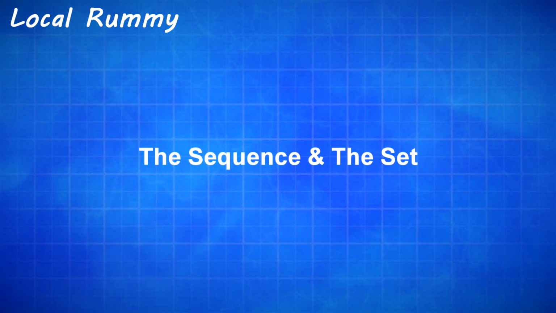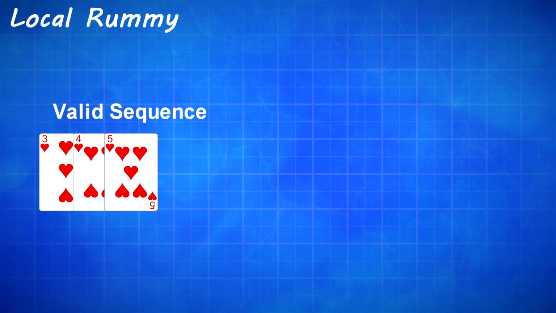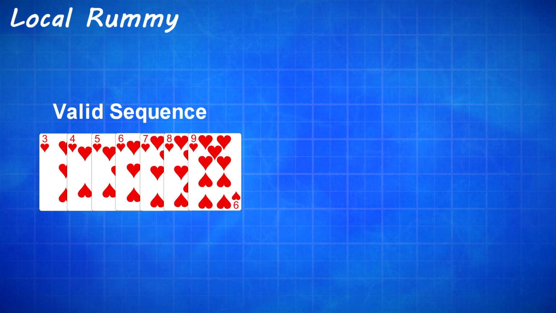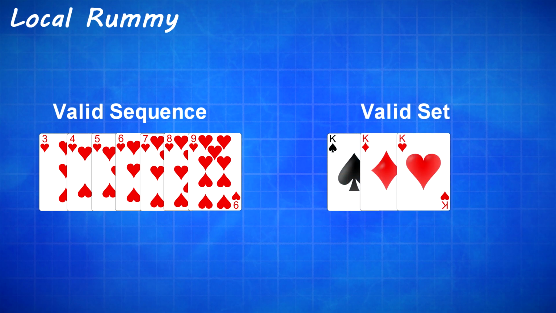Now we have 2 things called the sequence and the set. You are considered to have a valid sequence when you have at least 3 cards with consecutive values and with the same suit. You are not limited to just 3 cards. Your entire hand can be filled with just a valid sequence. Now a valid set is when you have at least 3 cards with the same value but different suit. You can have a max of 4 cards in a valid set, as only 4 different suits exist.